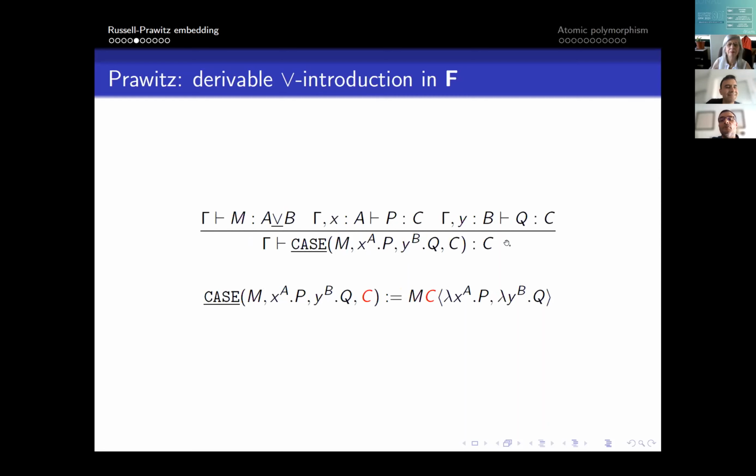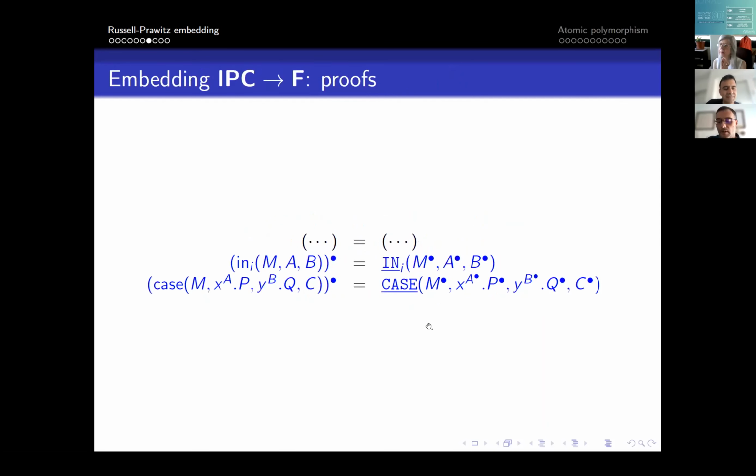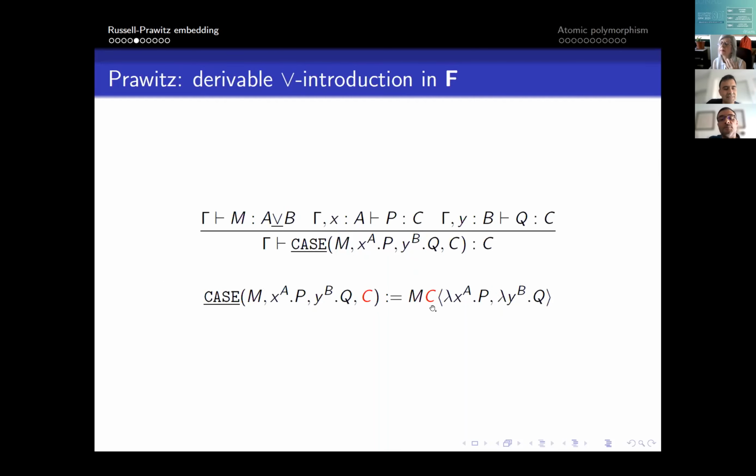So we want this rule. And there is a proof represented by this proof term that is given here. And here we make use of universal elimination. We instantiate this term M, which is of universal type, because this disjunction is a universal type, with this C. And then there is a pair that represents the arms of the case expression.